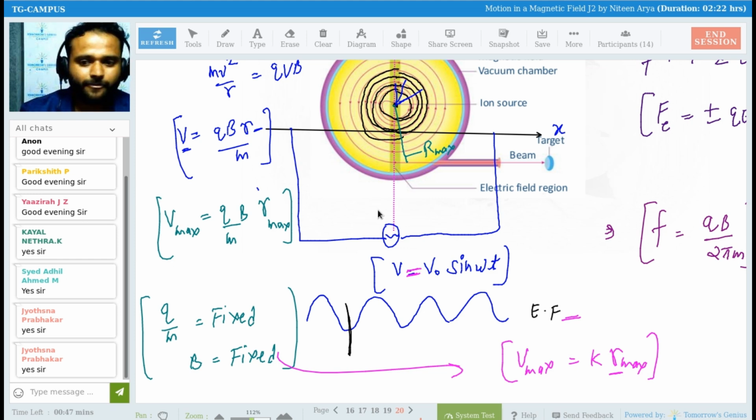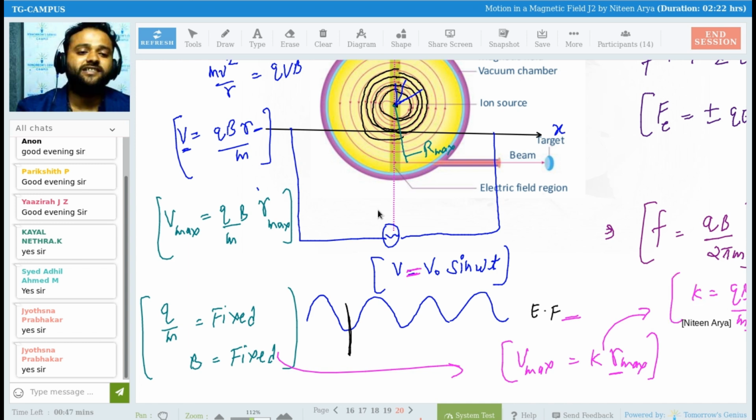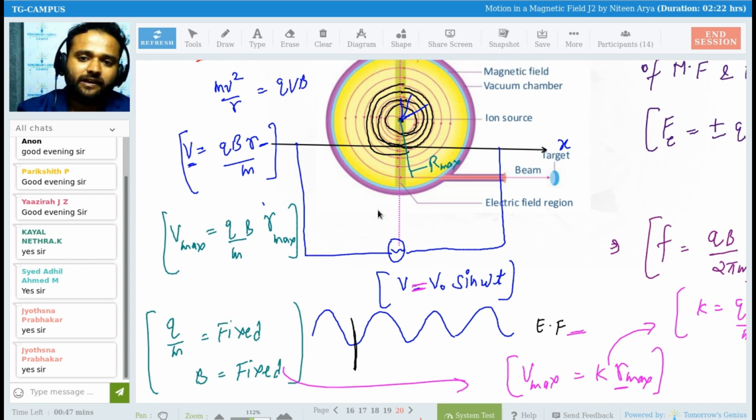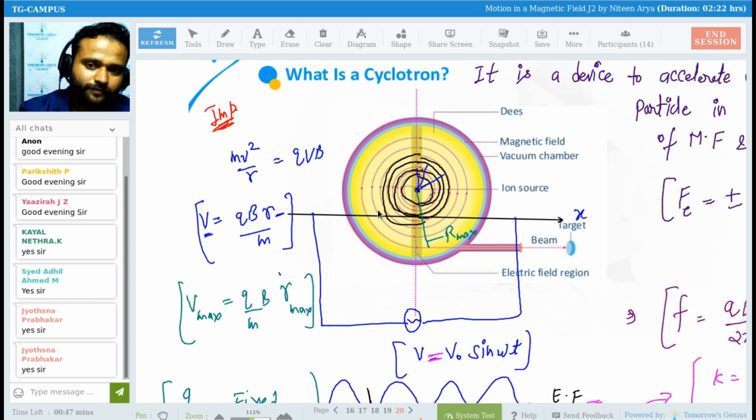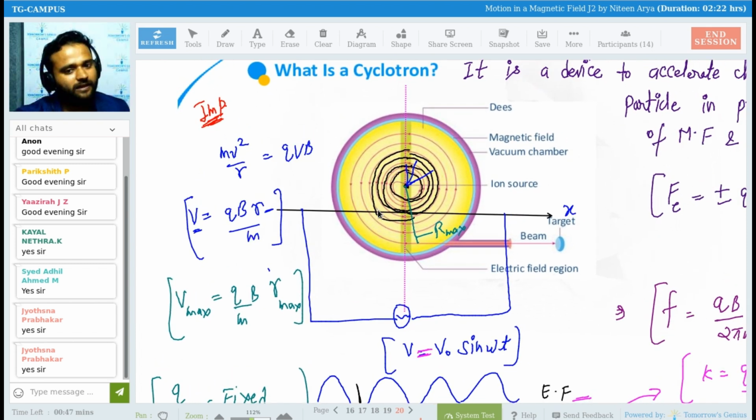Is this clear? This constant K is nothing but qB by m, because we fix this thing. In general, we fix it, because once you select the charge, automatically according to the charged particle the mass is selected and the magnetic field is also selected, or you can say fixed. Clear this thing? Everyone, this thing is clear now.